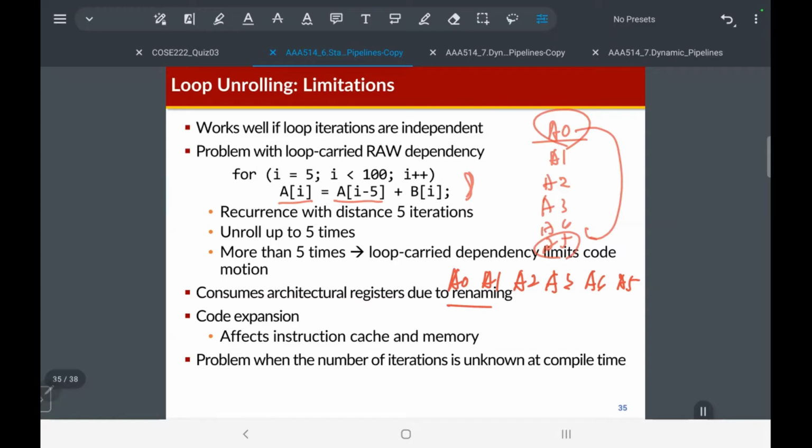But the problem with this example is that A5 requires the data from A0, so A5 cannot be executed before A0 is completed. So if we apply the loop unrolling for this case, we can unroll the loop up to 5 times because of the data loop dependencies. So that is another limitation of the loop unrolling. We cannot apply the loop unrolling infinitely.